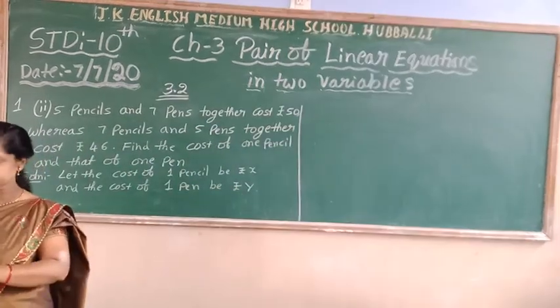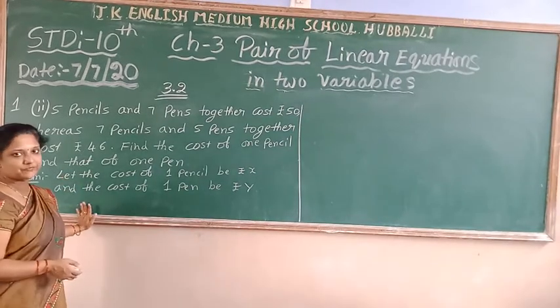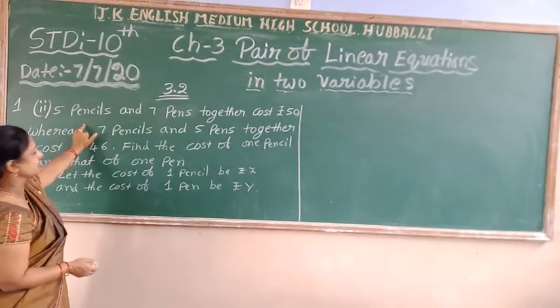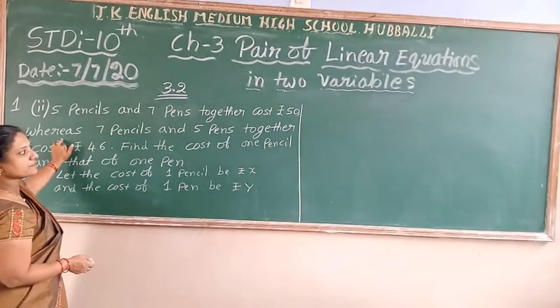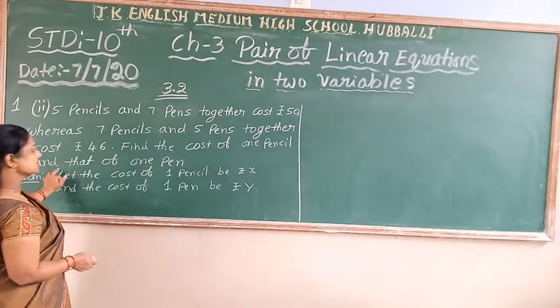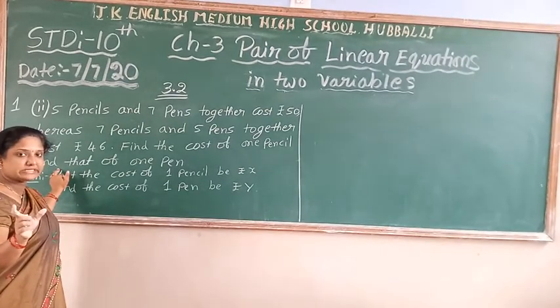Children, let us continue. Second question in first domain only. I am going to read the question. 5 pencils and 7 pens together cost ₹50, whereas 7 pencils and 5 pens together cost ₹46. Find the cost of one pencil and that of one pen. So they told us to find out the cost of one pencil and one pen.